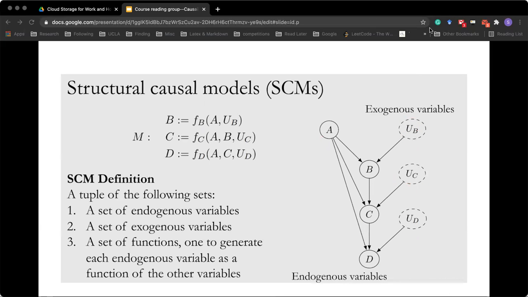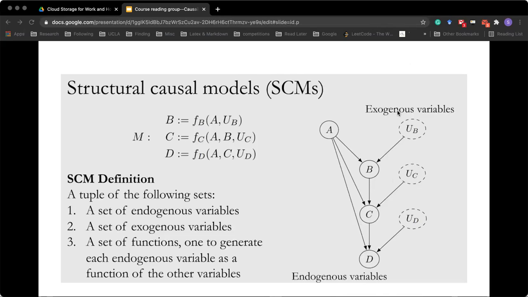So here comes the definition. I won't say this is a formal SCM definition, but it is a definition. An SCM is a tuple of the following sets. The first is a set of endogenous variables, B, C, D, and the second is the set of exogenous variables, A, UB, UC, and UD, and then a set of functions, which is the M set here. For each function, it will generate one heterogeneous variable, and the generative function is a function of other variables, either heterogeneous or exogenous, following this graph. So this is the definition of SCM.